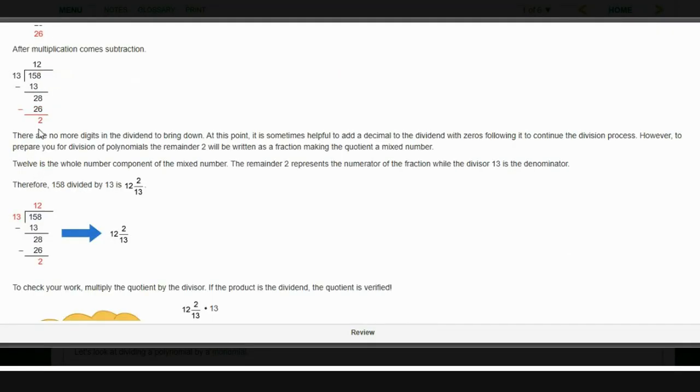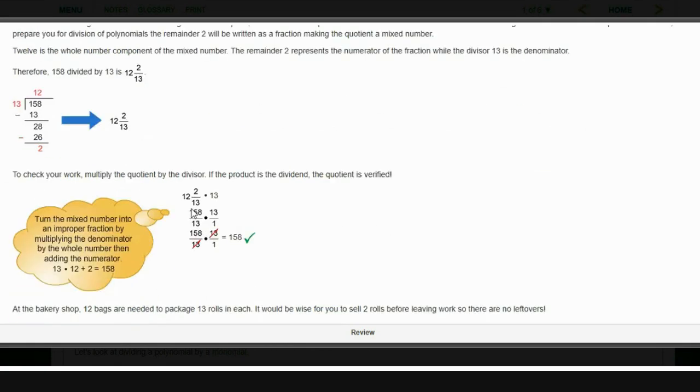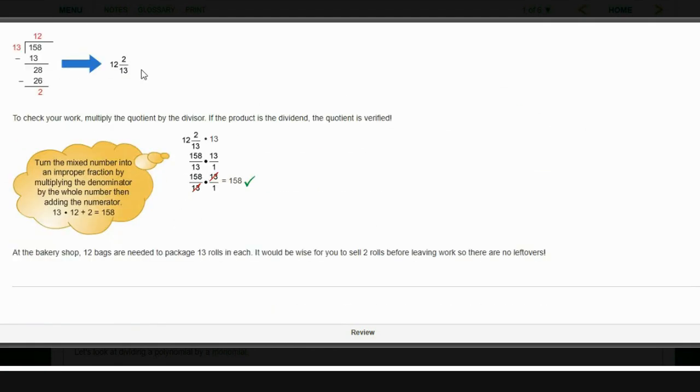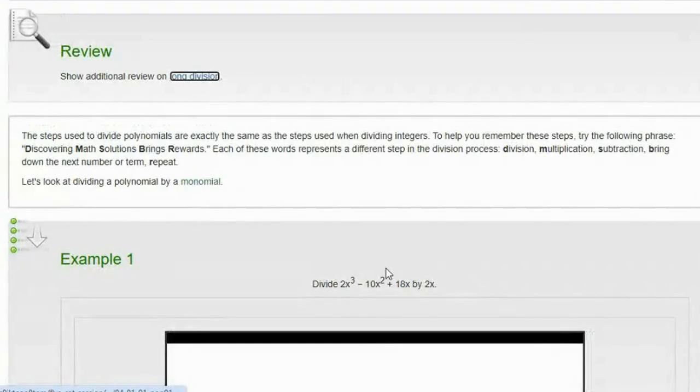And we have a remainder of 2, which we can put the answer as 12 and 2/13, right? Because 2 out of 13, since that's the remainder, you can put it like that. So you'll have 2 rolls that you can eat on the way home after you package up the 12 bags. Or you can sell those 2 individually. So just a basic review on long division.